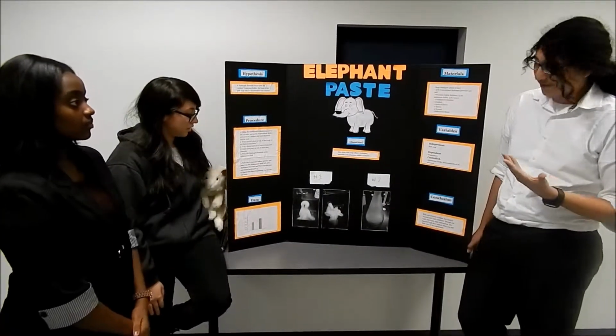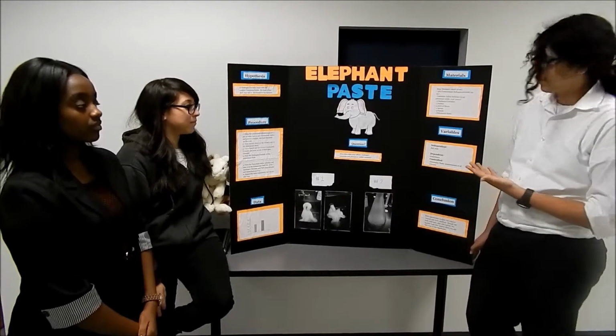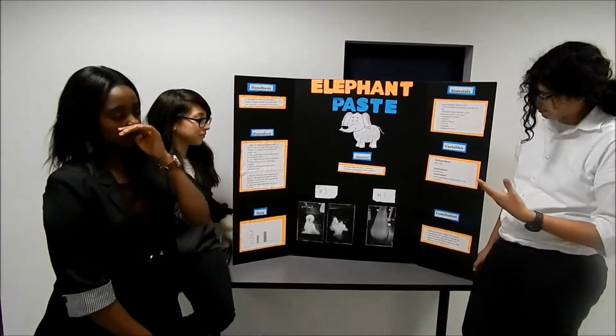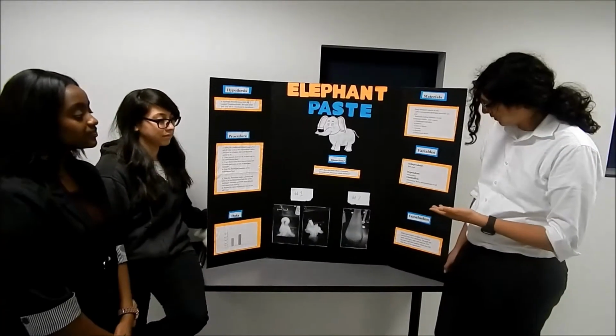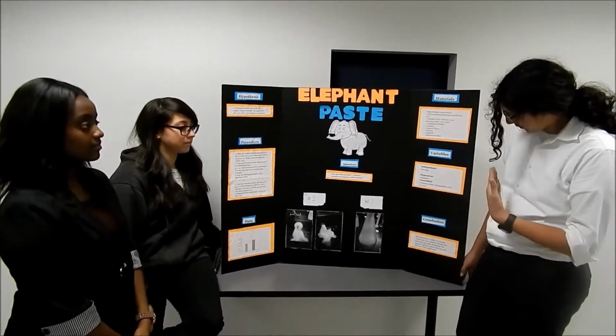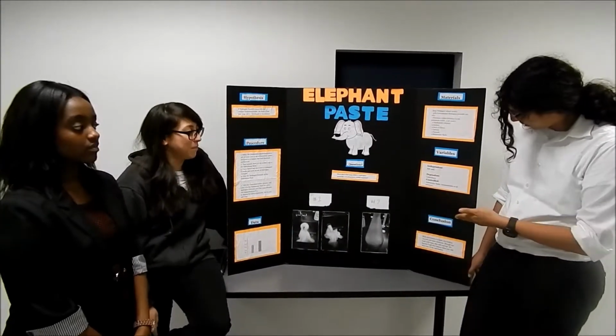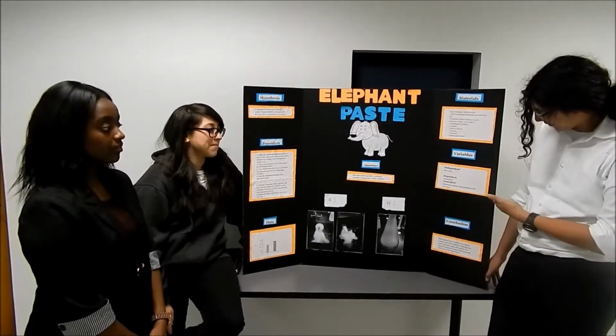Variables: an independent variable was the dish soap. A dependent variable, which was the one that changed, was the temperature of each reaction. And the control was the Erlenmeyer flasks. They were all the same.